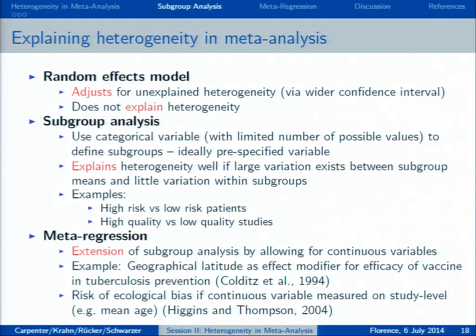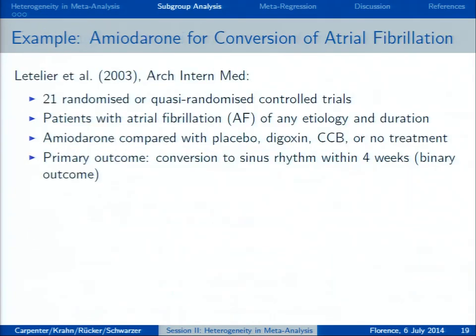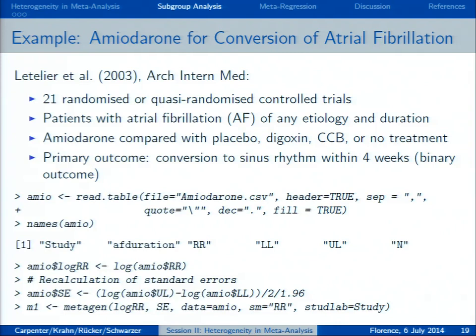Another possible example is high versus low risk patients. And then meta-regression extends this, so we can do subgroup analysis for continuous variables. And we've got an example of this that we'll look at later. So we can look at an example in patients with arterial fibrillation. And we've got amiodarone compared with all these groups on the right-hand side, placebo, and so on and so forth. And the primary outcome is conversion to a more normal heart rhythm within 4 weeks. And so this is just summarized as 1-0, yes or no in this presentation.